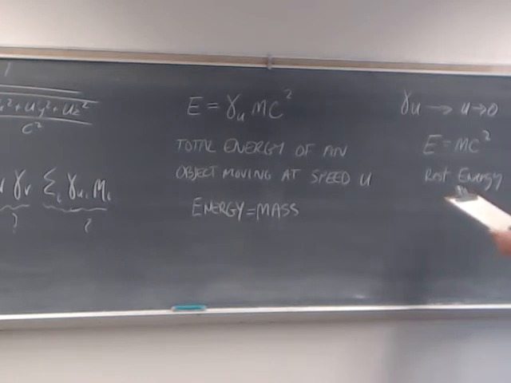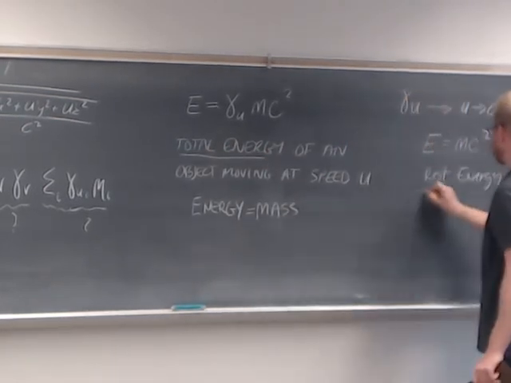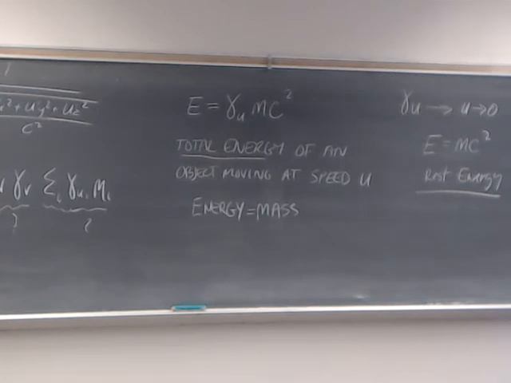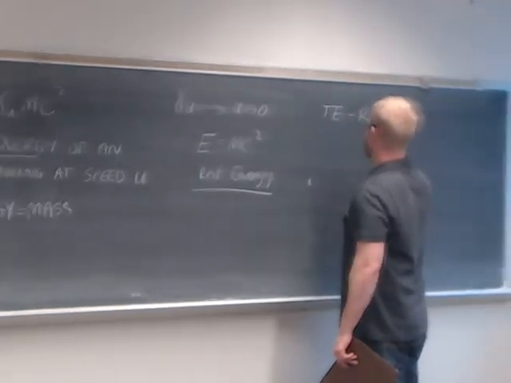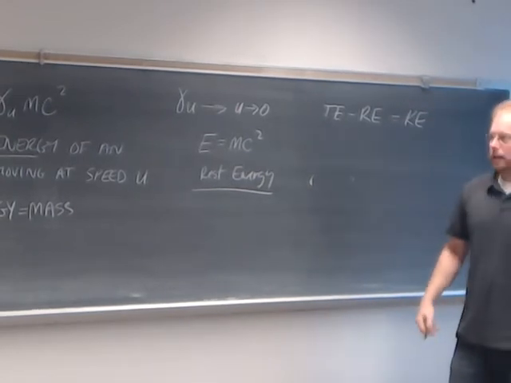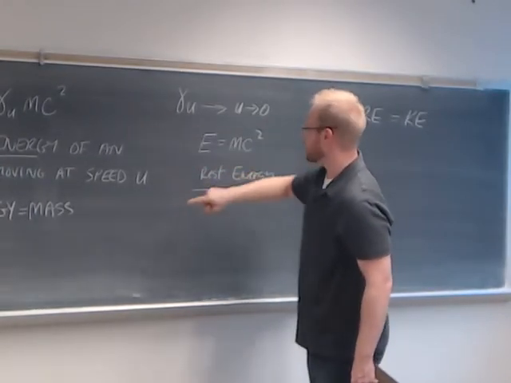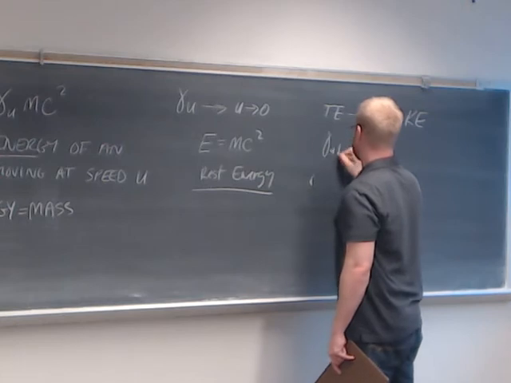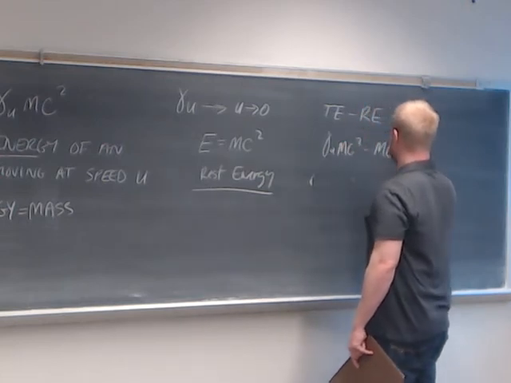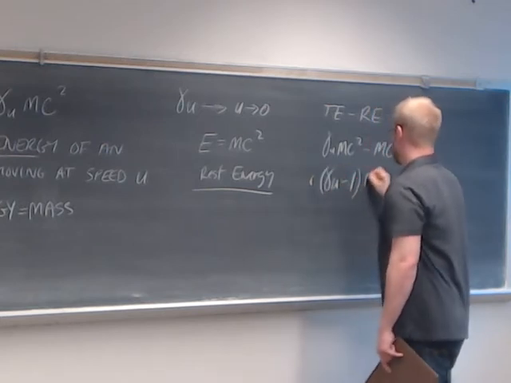All right, so the question becomes, we now have an equation for total energy, right here. We have an equation for rest energy, so it should be easy enough to come up with a pure equation for just kinetic energy. So if we take this, our total energy, TE minus RE, is going to be equal to KE, our kinetic energy, being obviously the energy of the object moving. If that's the case, we've got gamma u mc squared minus mc squared. We can factor this out and say that's gamma u minus 1 times mc squared.